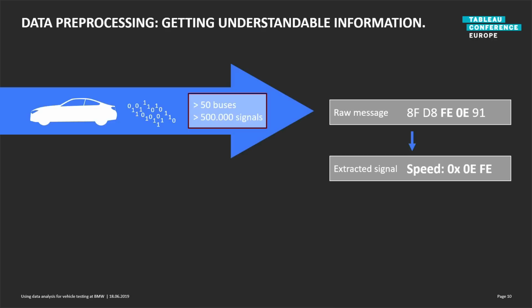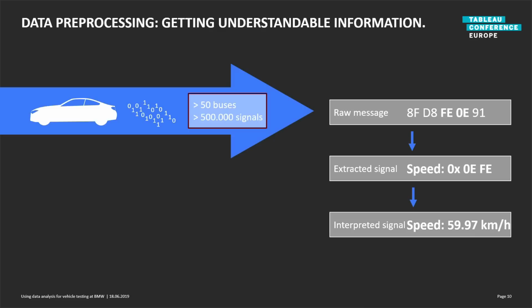For example, here, within the signal, there could be the speed. And here you see, okay, it's 2 bytes, but what does it mean? And we have some really large catalogs to do the interpretation. And then we get the information, for example, here it was a speed of 59 kilometers per hour.